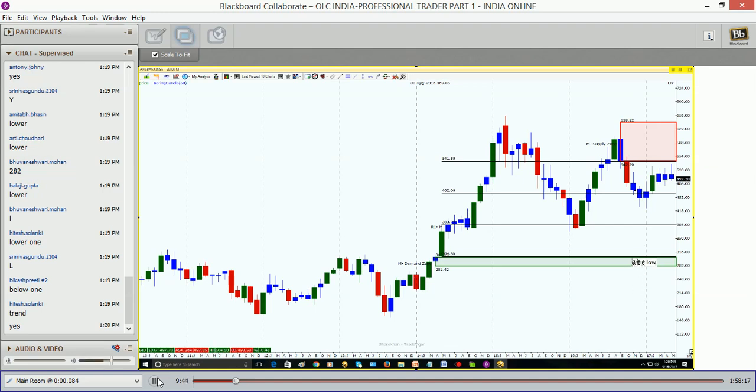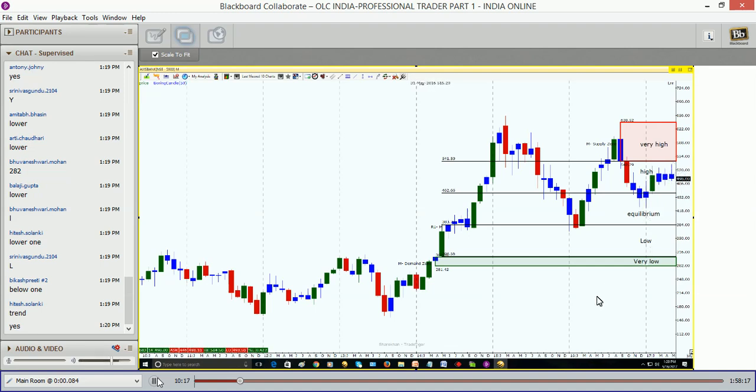We are going to call this part over here as low. We are going to call this part here as equilibrium. We're going to call this part over here as high. This is going to be called as very high. Okay. Now, where is my current market price, friends?